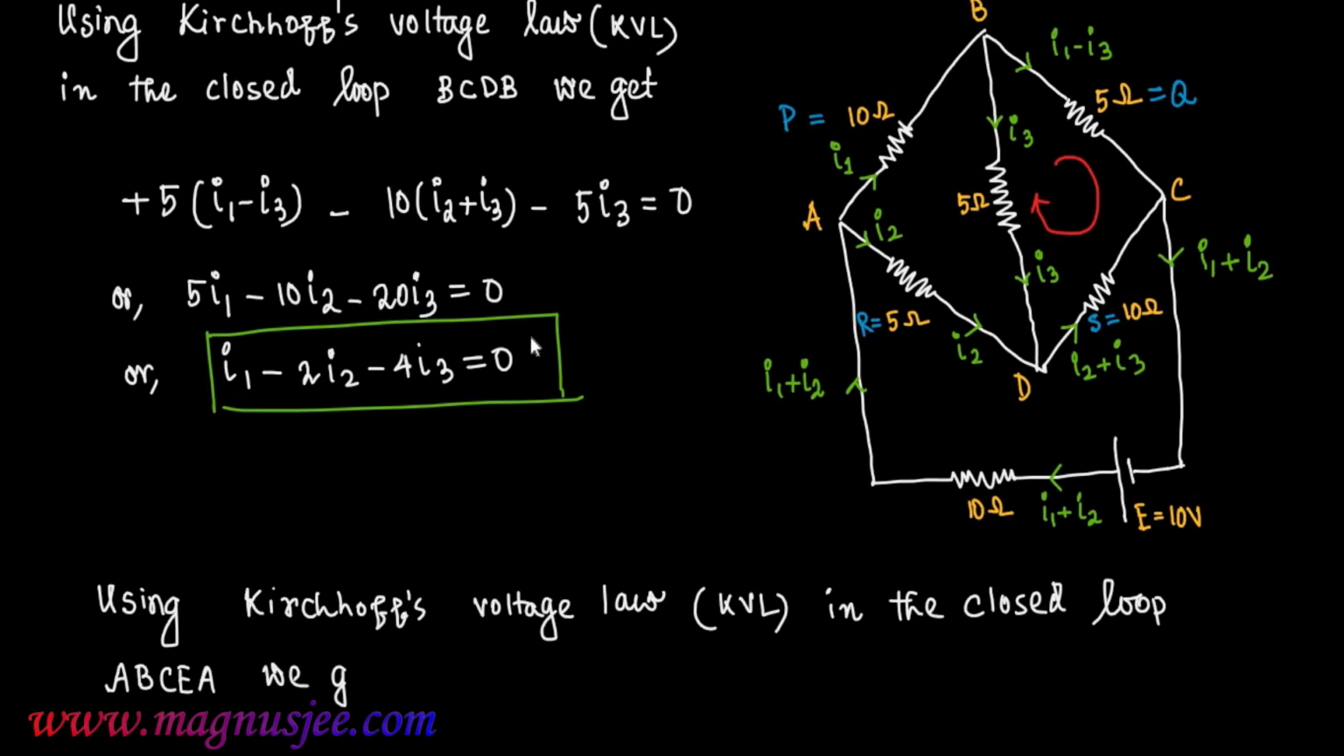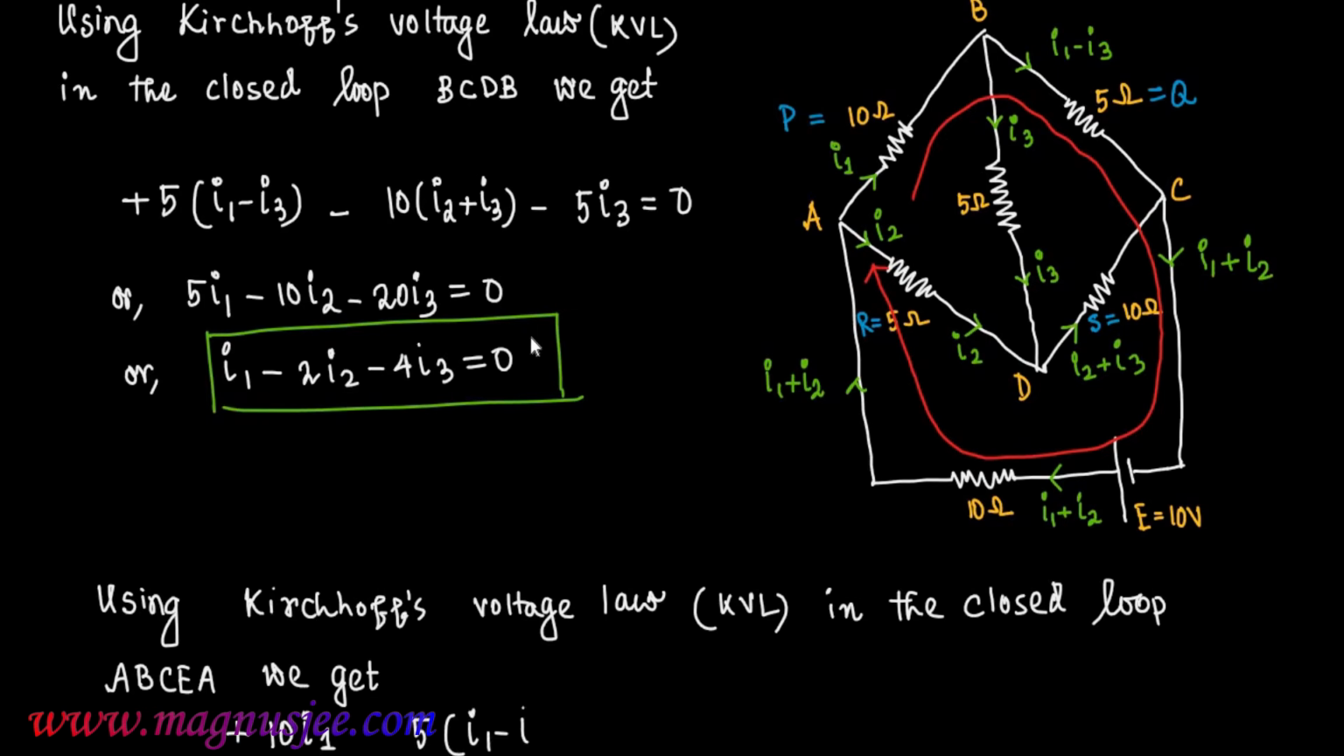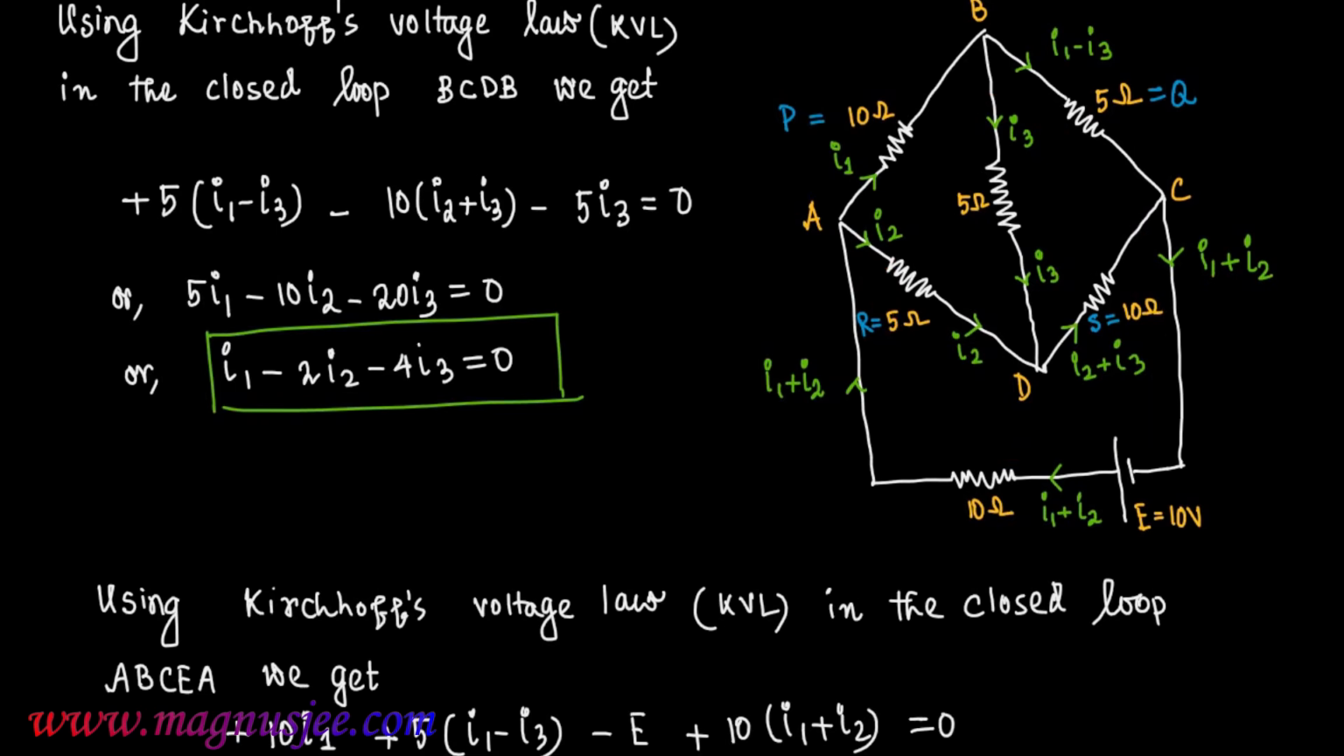ABCEA, containing the cell of EMF E, we get, that means we are traveling along this direction, along ABCEA. Here we have to cross the electric cell. Here first we get 10I2, then plus I1 minus I2 into 5, or plus 5 into I1 minus I2, then minus E. And what about the potential difference across the 10 ohm resistor? And they will be equal to 0.